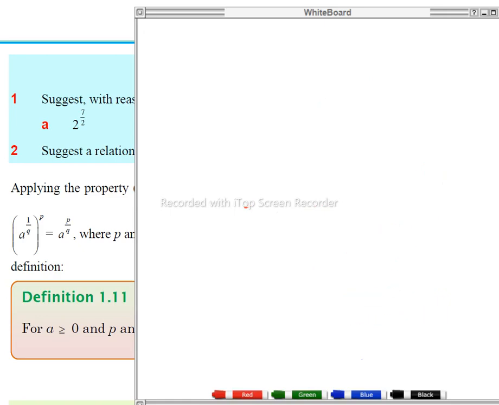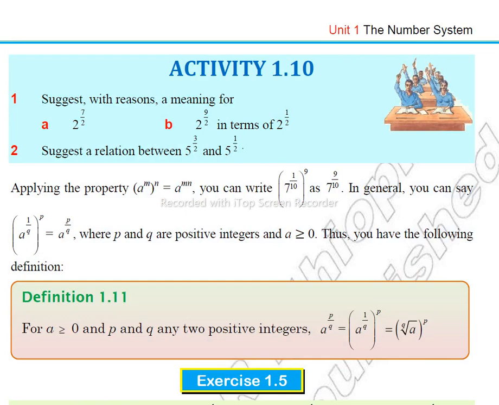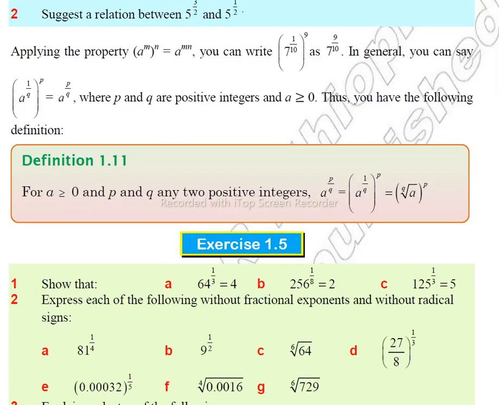Let us state this with a definition. If a is greater than 0 and p and q are any two positive integers, a to the power of p over q is the same as a to the power of 1 over q, to the power of p. And we can also write this like this, because any number to the power of 1 over q means the root of that number, to the power of p. So this is all about today's lesson on exponents.